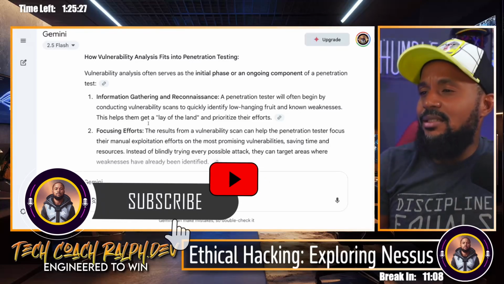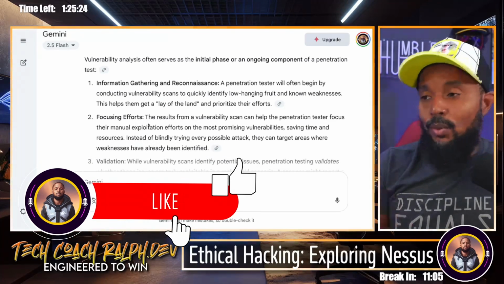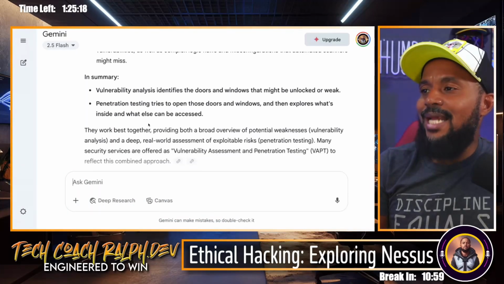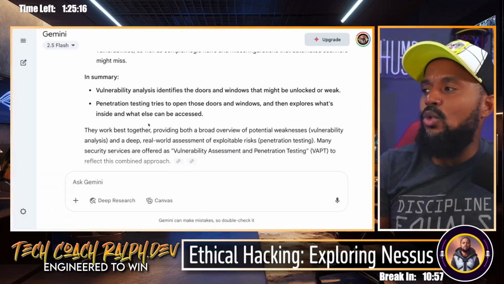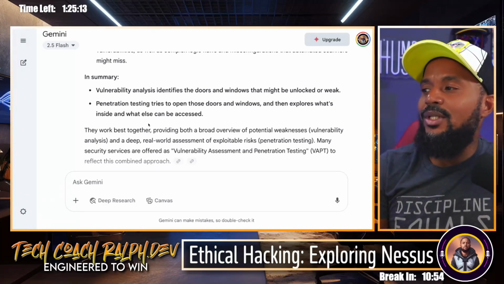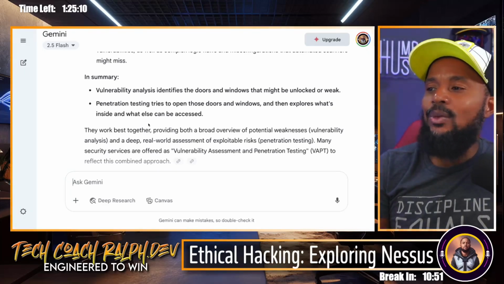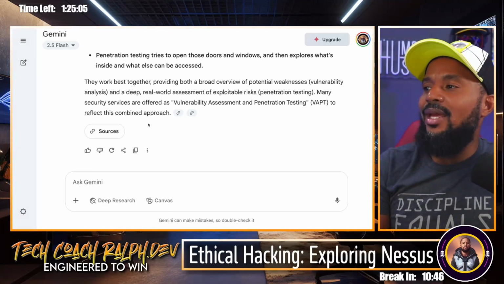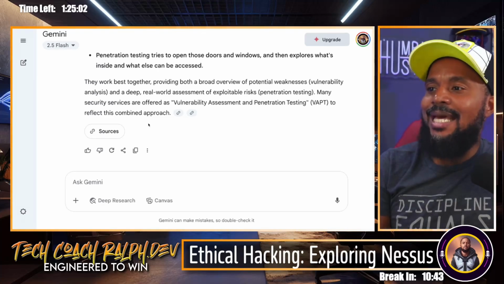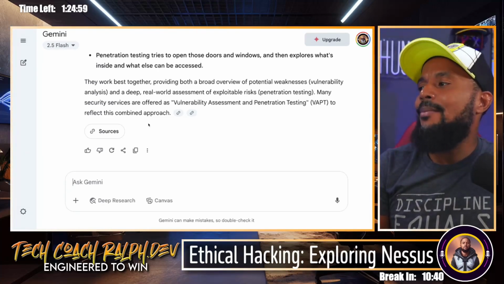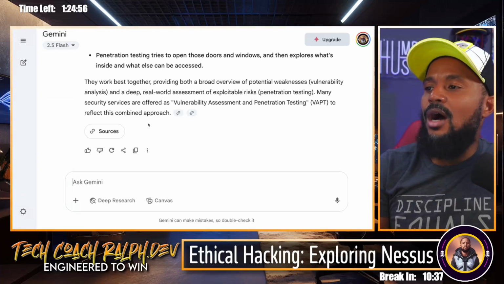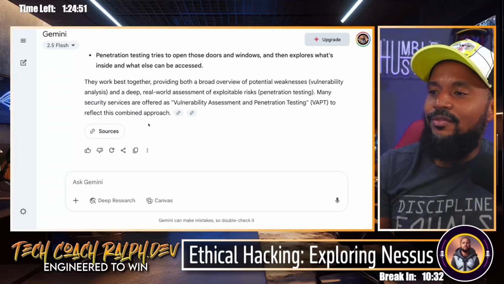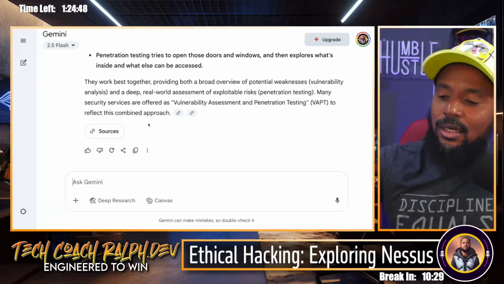Information gathering and reconnaissance. We already worked through that. Focusing efforts, validation beyond known vulnerabilities. In summary, vulnerability analysis identifies the doors and windows that might be unlocked or weak. Penetration testing tries to open those doors and windows and then explores what's inside and what else can be accessed. They work best together, providing both a broad overview of potential weaknesses, vulnerability analysis, and a deep real-world assessment of exploitable risk, penetration testing. Many security services are offered as vulnerability assessment and penetration testing, VAPT, to reflect this combined approach.